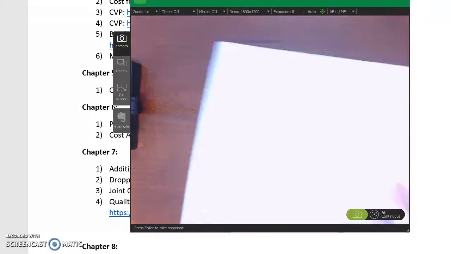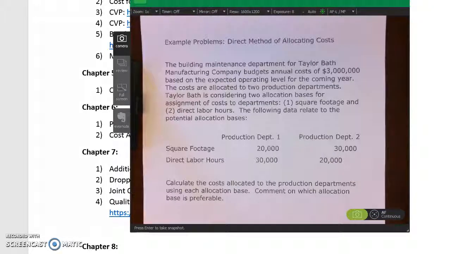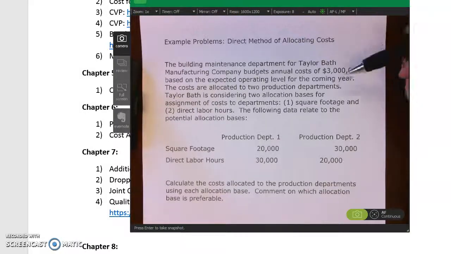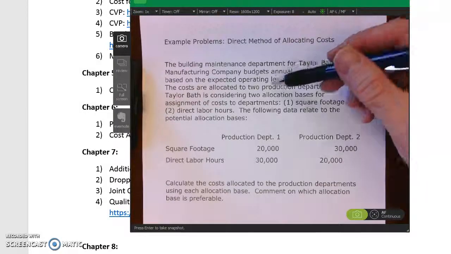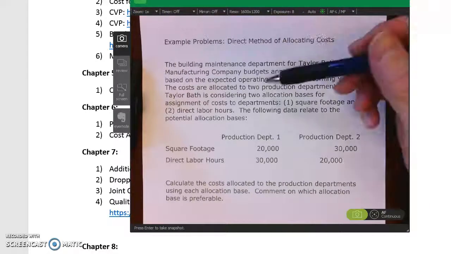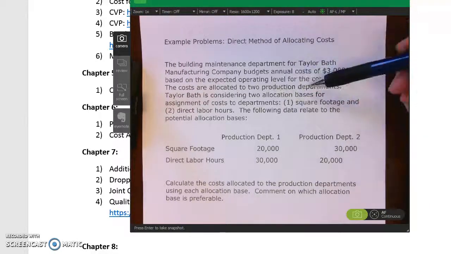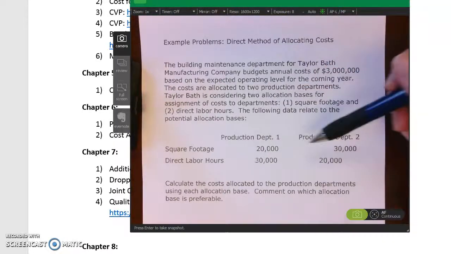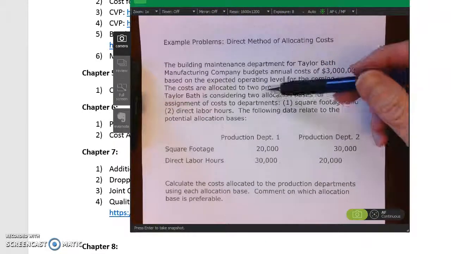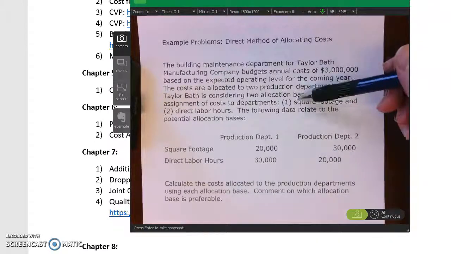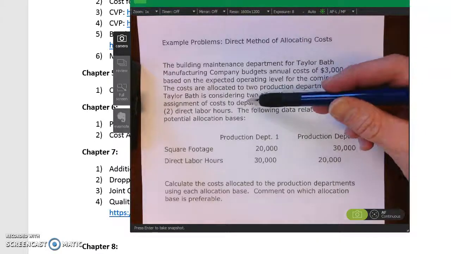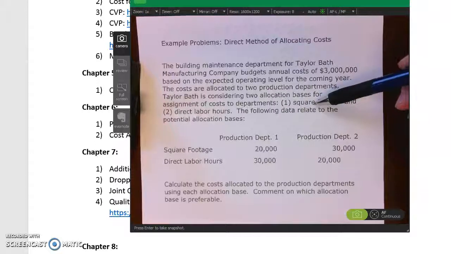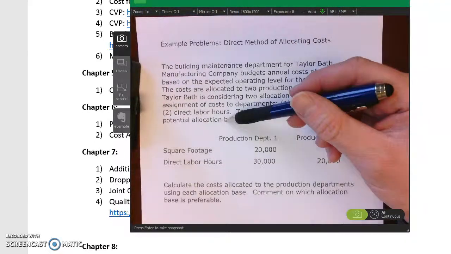So here's another example. The building maintenance department for Taylor Bath budgets annual costs of $3 million based upon the expected operating level for the coming year. The costs are allocated to two production departments, Production Department 1 and Production Department 2. Taylor Bath is thinking about two different allocation bases for the assignment of costs. They're thinking about either using square footage or direct labor hours.